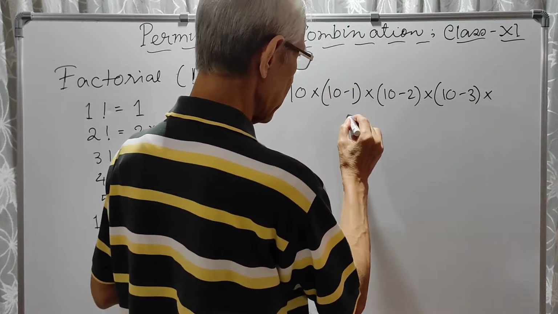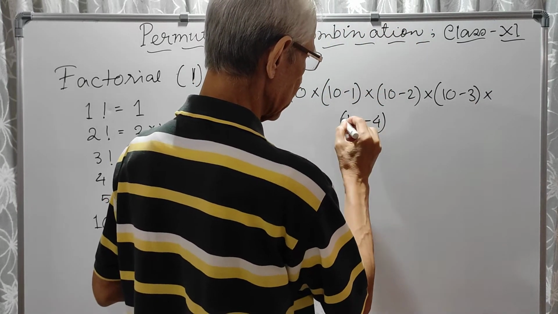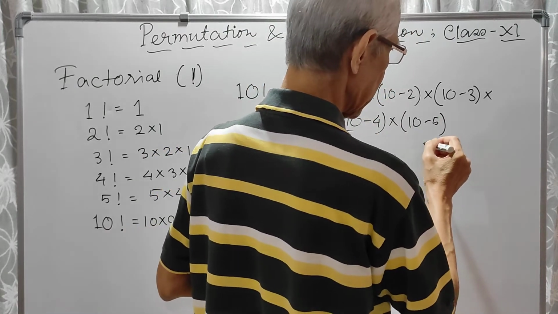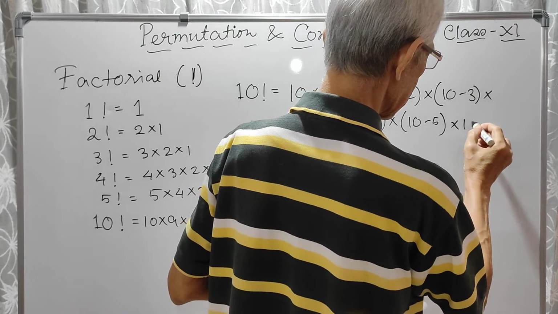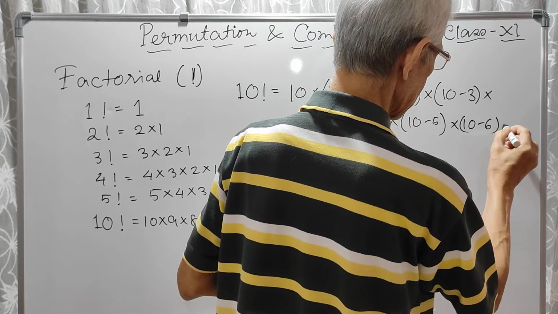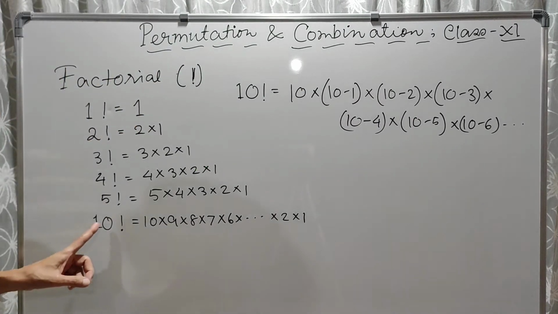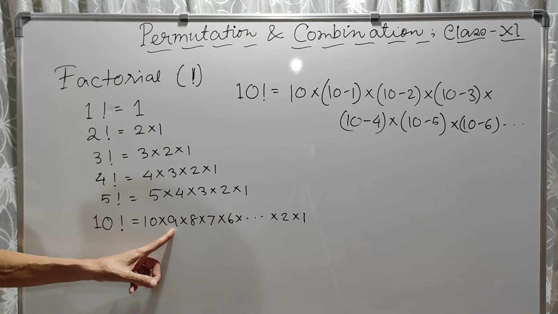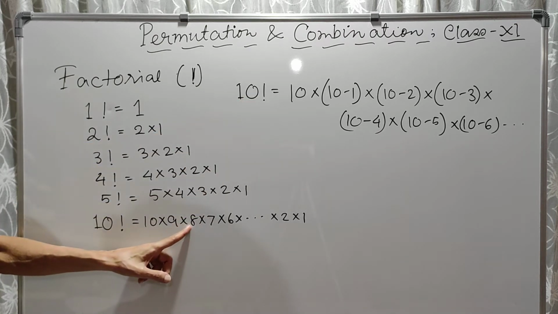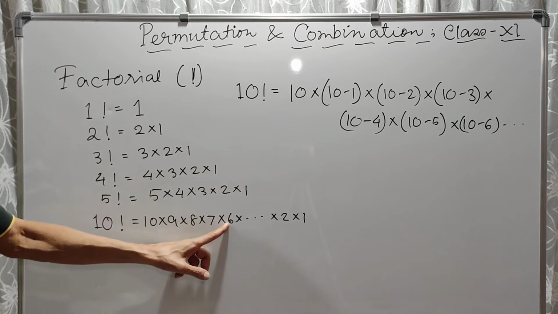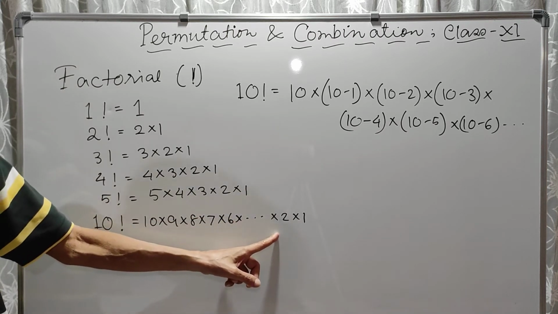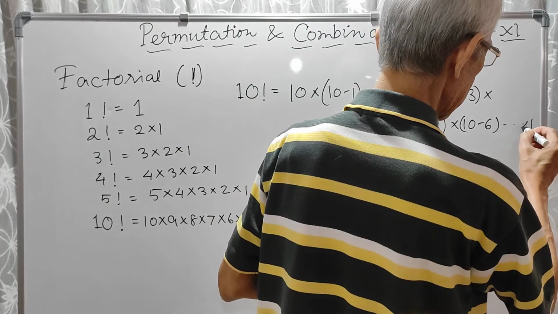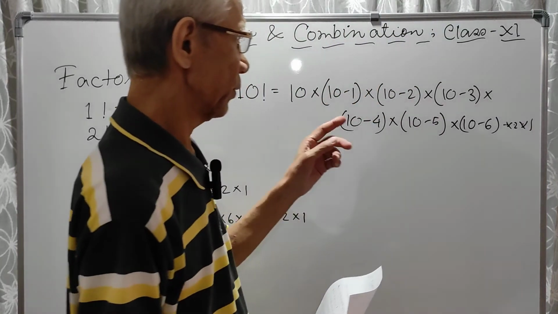Then next 6. 6 is what? 10 minus 4. Then 5, that is 10 minus 5. Then 4. 4 is 10 minus 6. So you see 10 factorial is 10, 9, 8, 7, that way. So 10 into 10 minus 1 into 10 minus 2, 10 minus 3, 10 minus 4, 10 minus 5, 10 minus 6, 10 minus 7, 10 minus 8. That way it will go on, starting from 1. So 1 into 2 into 3, that way.